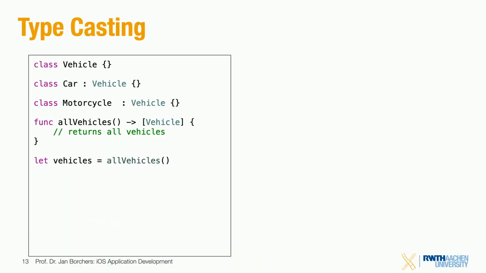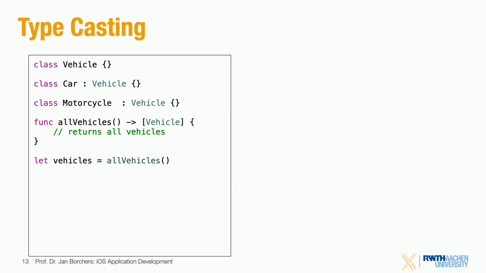So typecasting: how do I assign or specify that an object that I get is of a different type? In this case, it makes sense if that type works and exists. So in this example, we have a class Vehicle and a Car that inherits from Vehicle, and Motorcycle also inherits from Vehicle, and we have a function that returns all vehicles from somewhere, and I get back an array of vehicles.